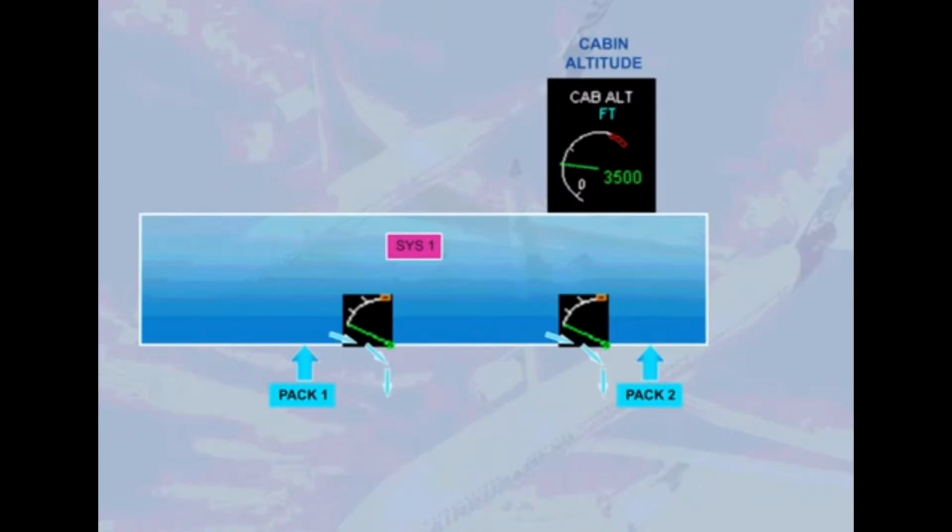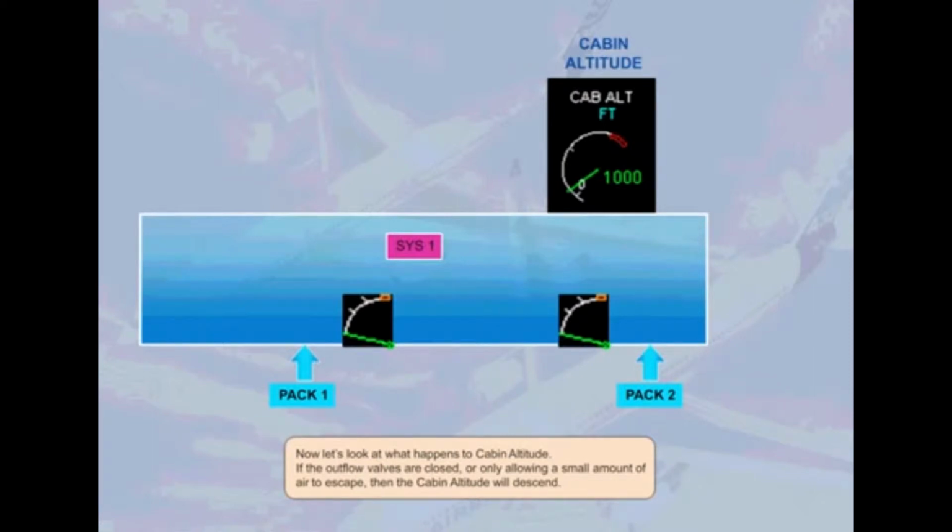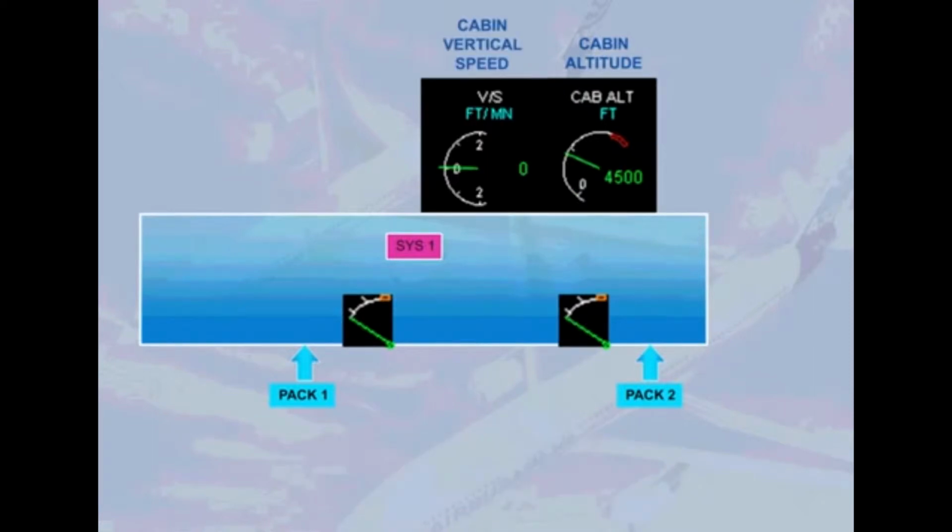If the outflow valves are closed, or only allowing a small amount of air to escape, then the cabin altitude will descend. We can also see what the cabin is doing by referring to the vertical speed. When the outflow valves close, the cabin altitude will decrease with a negative vertical speed.